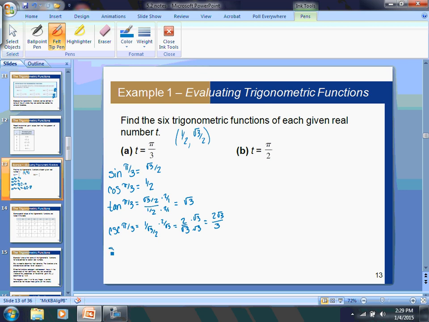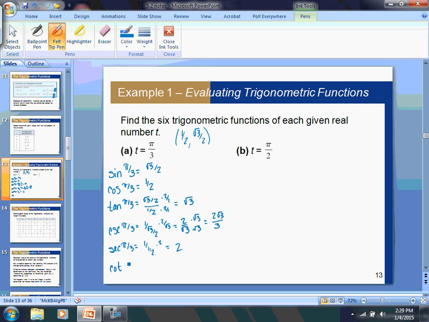And then secant, same thing. We can think of it as 1 over cosine. So cosine was a half. And then you have to multiply by the reciprocal, so I'm going to have to multiply by 2. So that's just 2. Okay? Or you could think of it as just taking the reciprocal of the cosine value. So the reciprocal is 2 over 1, 2.